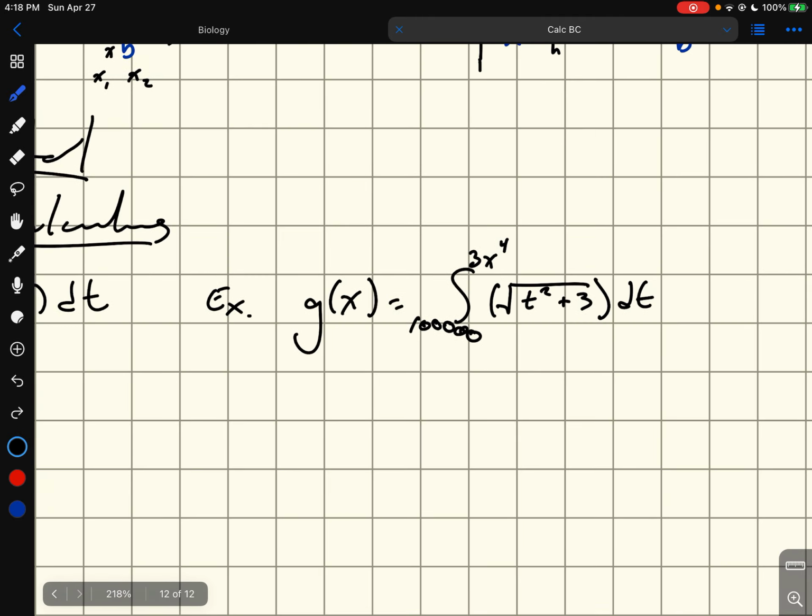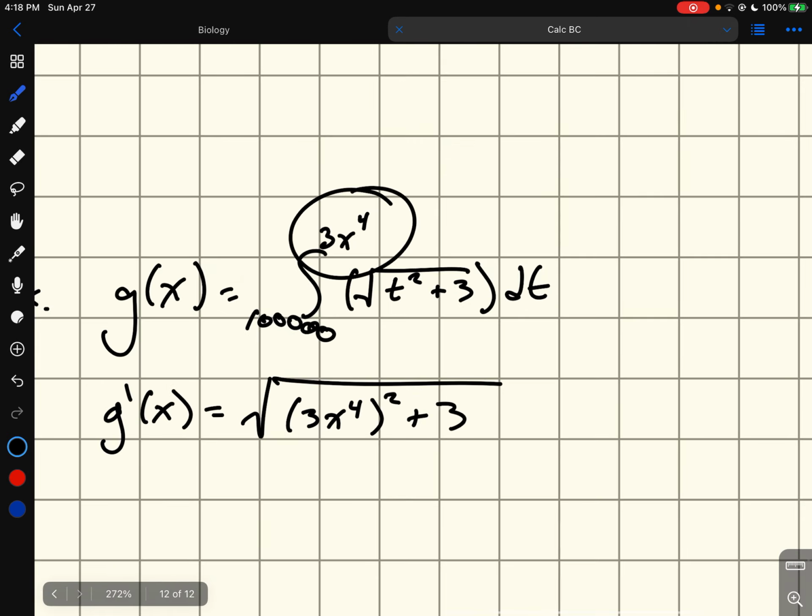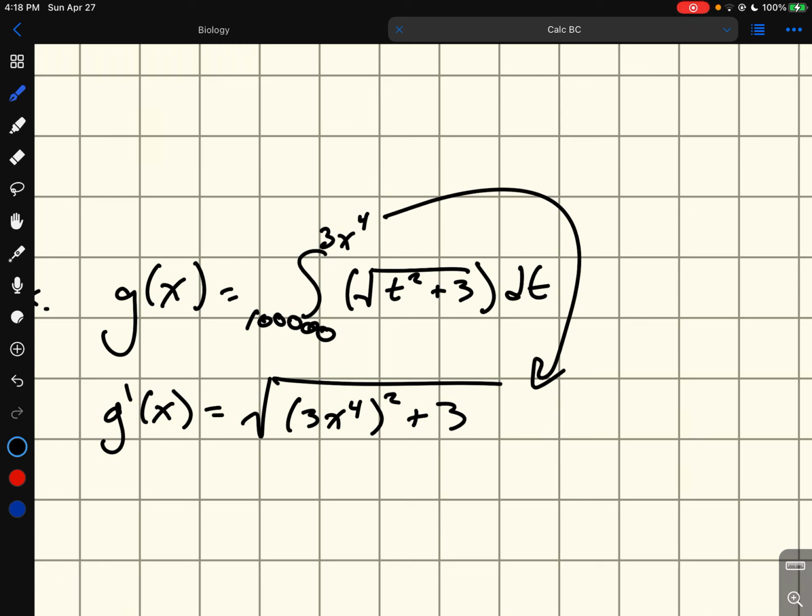And then they want you to take the derivative. So what do you do? You take the derivative, and this does not matter. This goes into the t, so you just write it where the t is. Square root of 3x to the 4th squared plus 3. Boom. But this is not just plain x, so all you have to do is chain rule it and put that in behind.